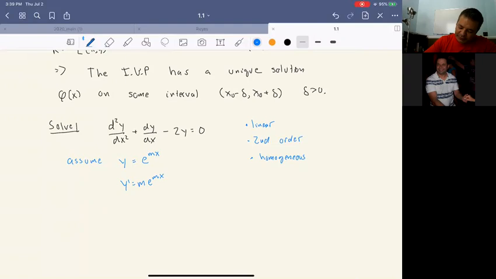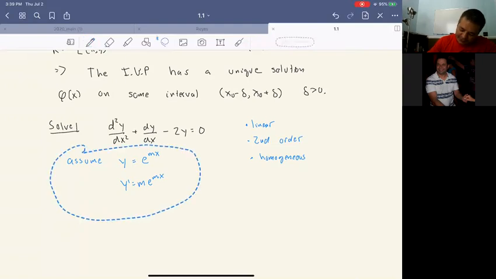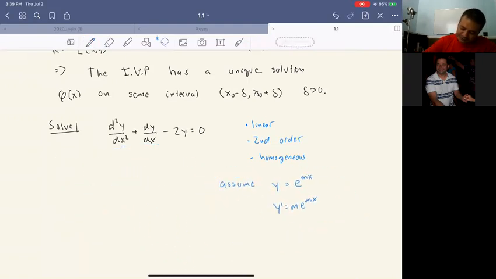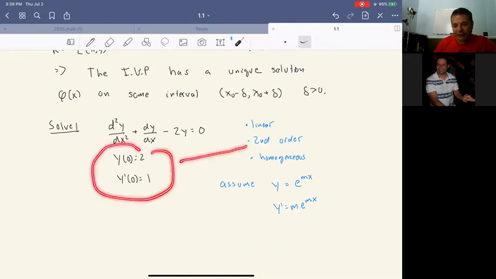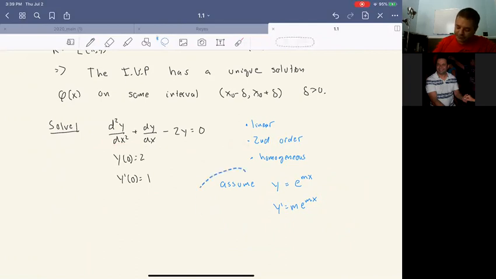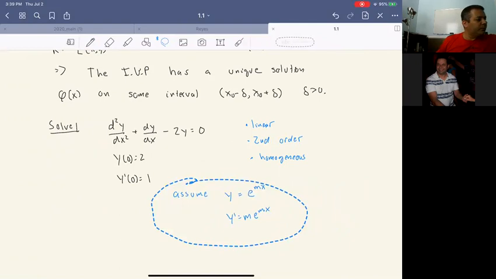Sorry, forgot something. Forgot our initial conditions. y of 0 equals 2. y prime of 0 equals 1. So what are these initial conditions saying? We need 2 of them because it's second order. It's second order, so we need 2 initial conditions. Sorry about that.